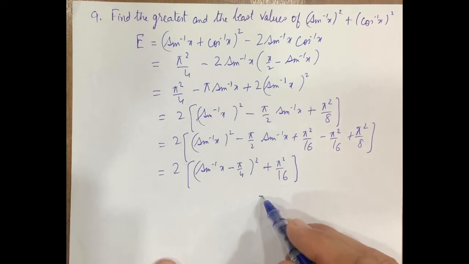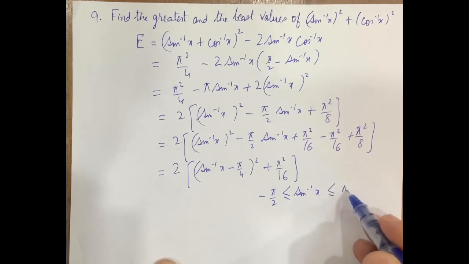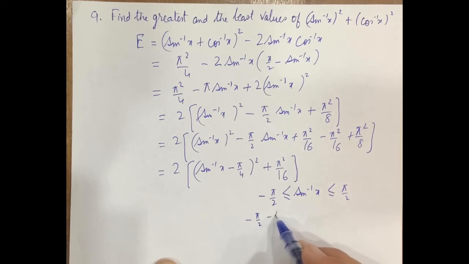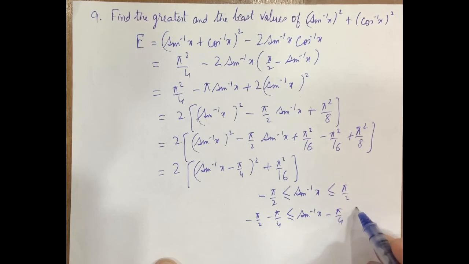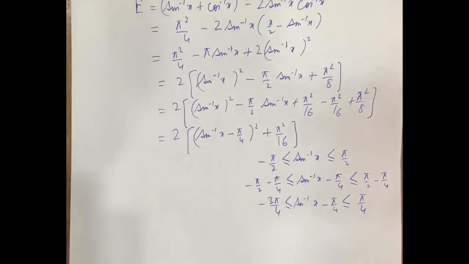From the range of values we know minus pi by 2 is less than or equal to sin inverse of x, which is less than or equal to pi by 2. We want this expression, so minus pi by 2 minus pi by 4 is less than or equal to sin inverse of x minus pi by 4, less than or equal to pi by 2 minus pi by 4. Minus 3 pi by 4 is less than or equal to sin inverse of x minus pi by 4, less than or equal to pi by 4.